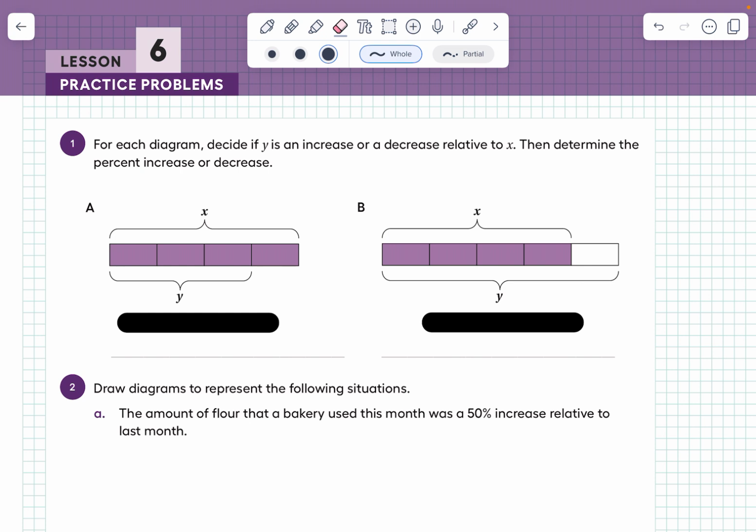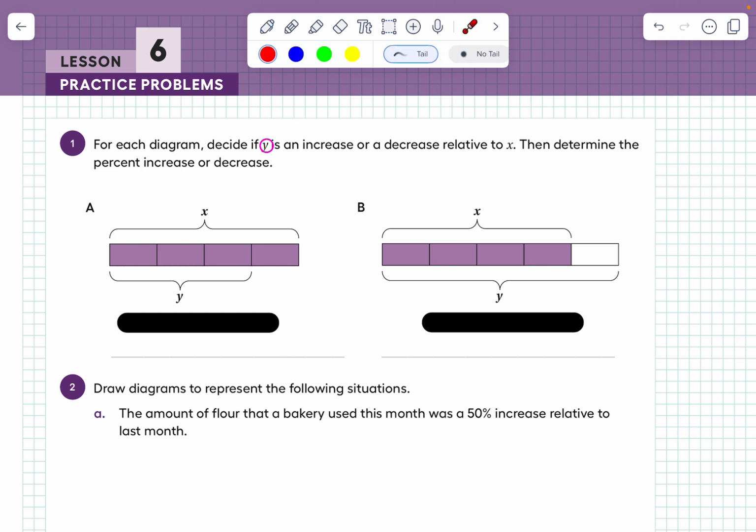Number 1, for each diagram, decide if y is an increase or decrease relative to x. Then determine the percent increase or decrease. Okay, we're looking at this in terms of y. So I like to form my sentence first, and then my equation.